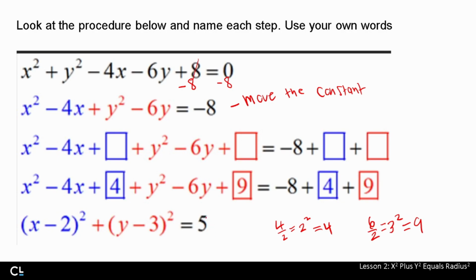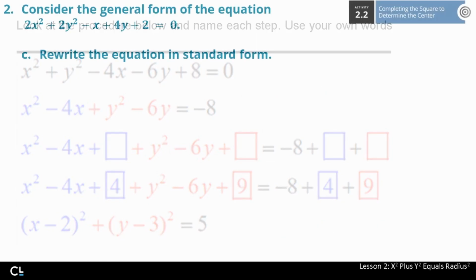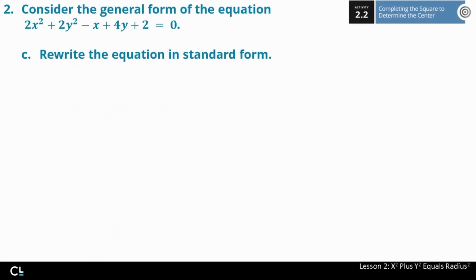Now, this is an equation that was already done, and it still might be a little confusing. So let's do it ourselves. And here's the equation we want to rewrite, right? So I'm going to rewrite this thing exactly how it is right here. So we get 2x squared plus 2y squared minus x plus 4y plus 2, and that's going to give me 0.